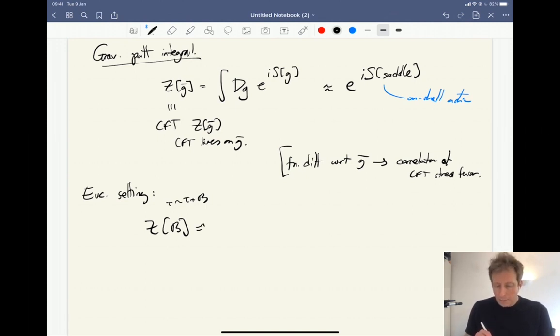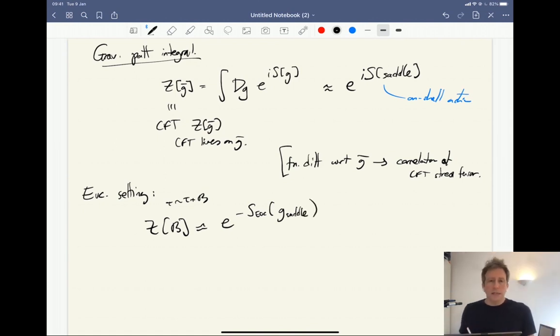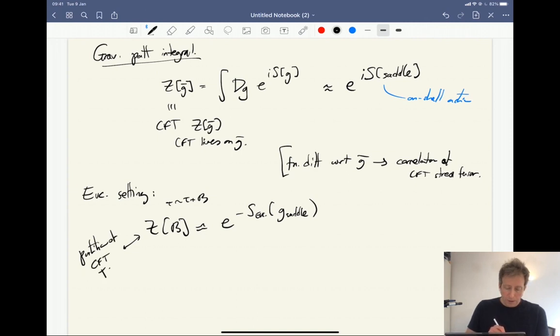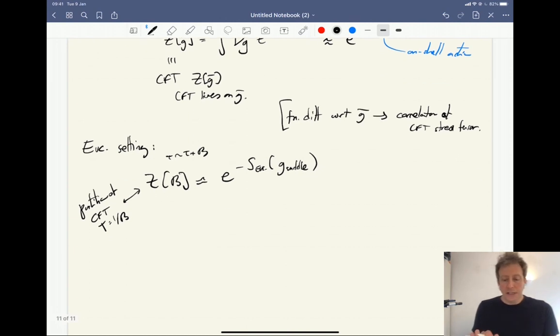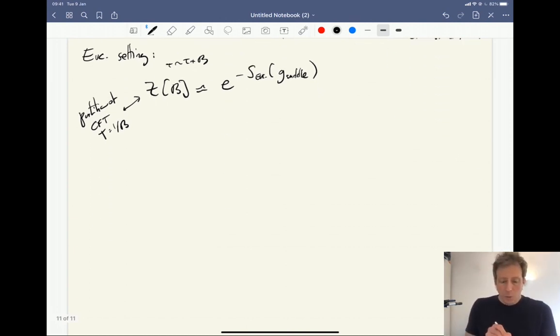And then in the saddle point approximation, what we would do is evaluate this by some saddle point solution. The Euclidean gravitational action evaluated on a saddle point solution would give us our partition function. Again, this is the partition function of the CFT at that temperature. So this should be equal to the partition function of the CFT at temperature 1 over beta. So it's an interesting thing to calculate. How do we calculate it? Well, the Euclidean gravitational action is the following.